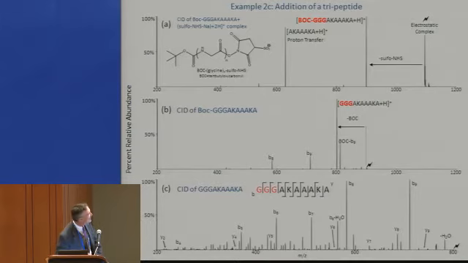Okay, so here's taking it one step further. Here's a tripeptide. Not really any new information here. Generate the adduct, activate it. There's the tripeptide added on. You heat that up, it loses the Boc, and it looks just like the dipeptide, really. It's just another glycine, and then there's the generated peptide.